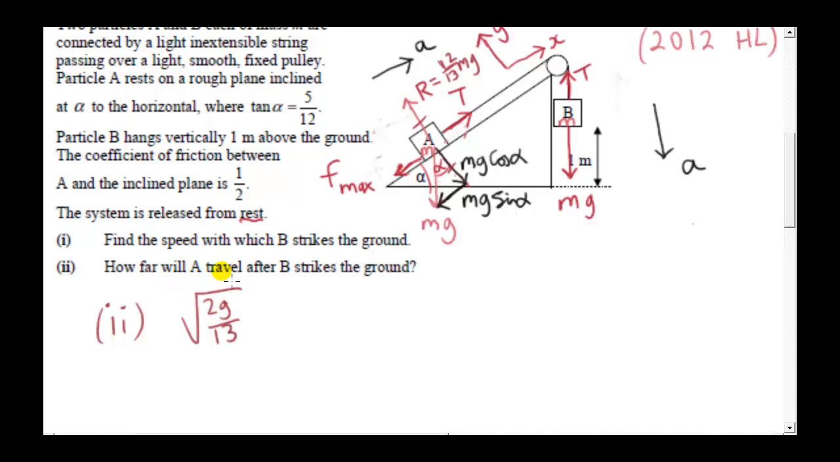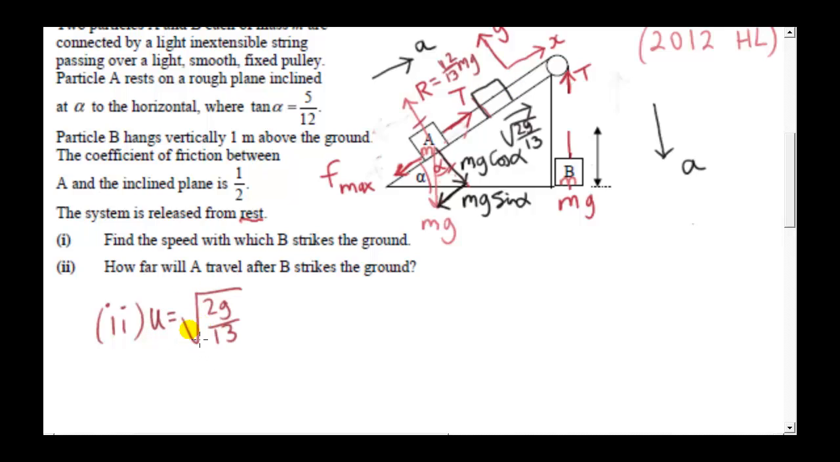Next, we want how far A will travel after B strikes the ground. So we've got to imagine that B has just reached the ground. The instant before B strikes the ground, A will obviously have moved up a certain distance. So A will actually have moved up 1 meter. The speed of A just before B strikes the ground will be the same as B, of course. The speeds of both particles are the same, at least before B strikes the ground. So here's the speed of A just before B strikes the ground. So that's the initial speed.